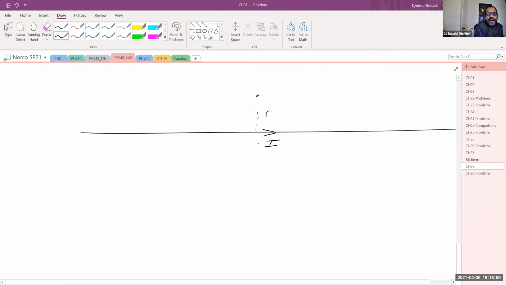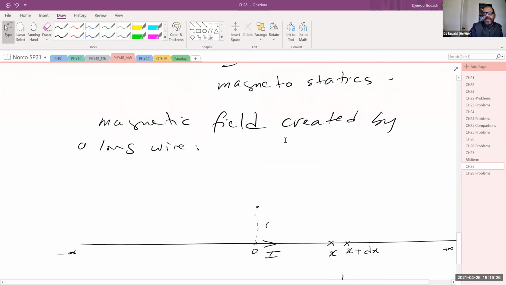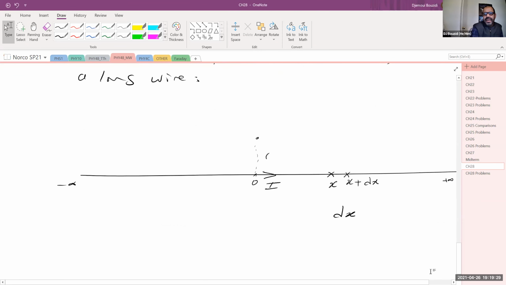As a matter of fact, I'm going to take the origin of this wire in here. This would be negative infinity, this would be positive infinity, and this is a point x in space. Going to go distance x plus dx, and consider that my finite element of wire, dx. So obviously this wire has a length dl equal to dx, and you can clearly see from this picture that dl is in the x direction.